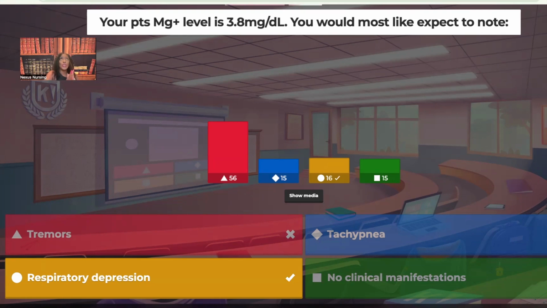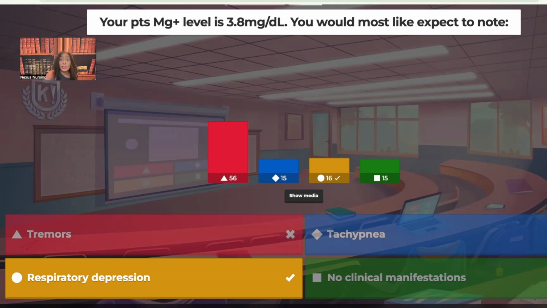So if I told you that magnesium will cause muscle relaxation and they have way more magnesium than they're supposed to, how are they going to have tremors? If you have tremors, what's the muscles doing? It's contracting a lot. This patient has relaxation. It's going to be the opposite. We're going to see respiratory depression. Think about it. Those respiratory muscles are what contracts and expands and makes you be able to breathe, right? So we're going to see relaxation, respiratory depression. We're not going to see tremors.